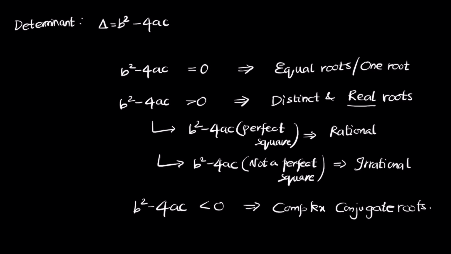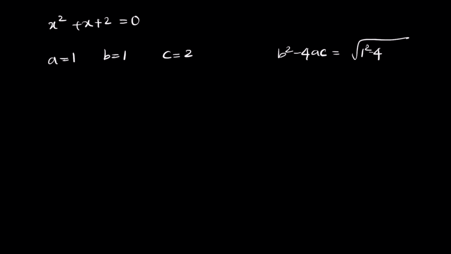So let's try using a question and see what type of roots a given question has. So x squared plus x plus 2 equals 0. So here a is 1, b is 1, c is 2. So we are finding b squared minus 4ac. b squared is 1 squared minus 4 times 1 times 2. So that becomes 1 minus 8, that is negative 7.